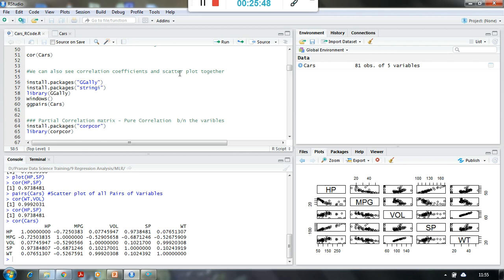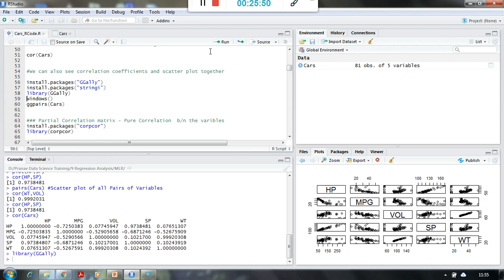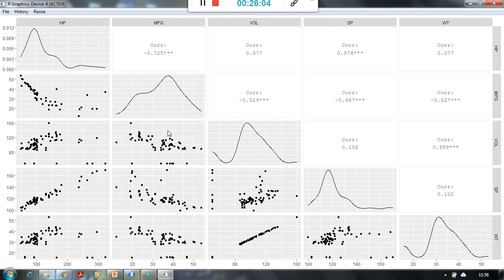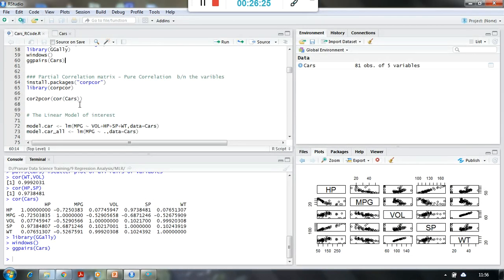There is one more function in the library called GGally, and the function is ggpairs. It gives me such a fantastic representation where I am also getting the histogram, I am also getting the scatter plot. These dots are nothing but the scatter plot. These are my histograms, and I am also getting the correlation coefficients over here. So all three at one go can be achieved. In pairs we can see it. So these are some of the advanced functions.